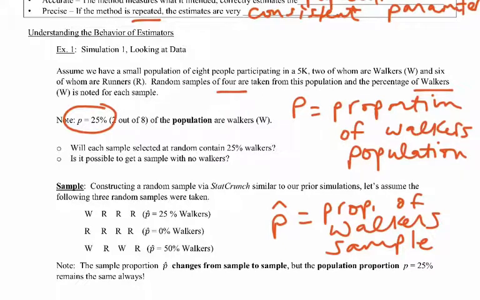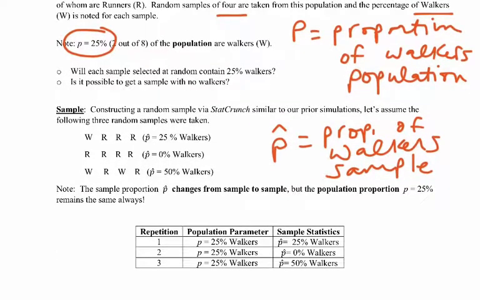Is it possible to get a sample with no walkers? Is it possible to get a sample with more than 25%? Not in this case, because we only have 25% for the entire population. But is it possible to get a sample with no walkers? So let's take a look.